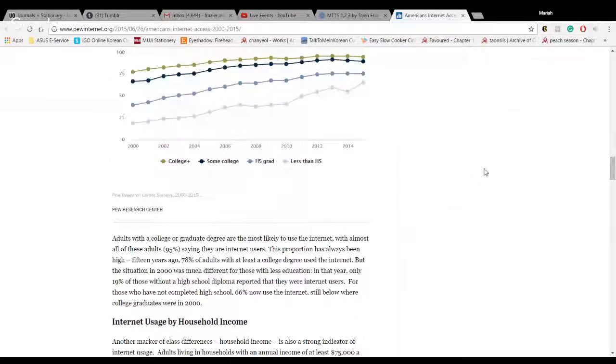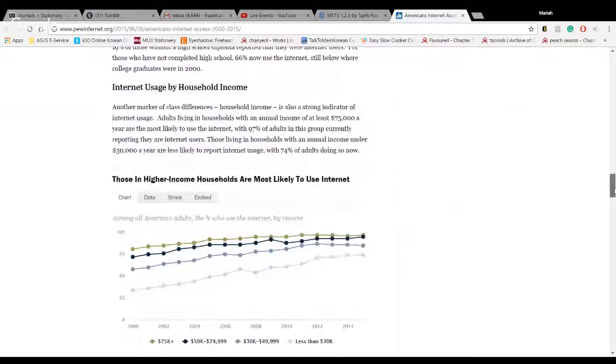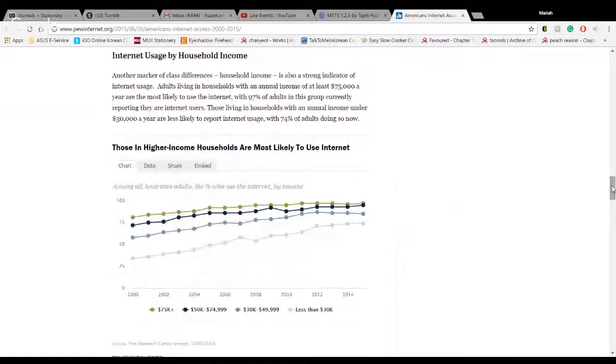Adults with a college or graduate degree are most likely to use the internet, with about 95% saying that they're internet users. And for those who have not completed high school, about 66% now use the internet. So yeah, that's still below where college graduates were in 2000, which was 75%.